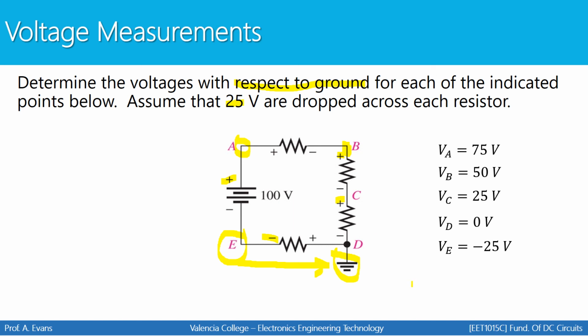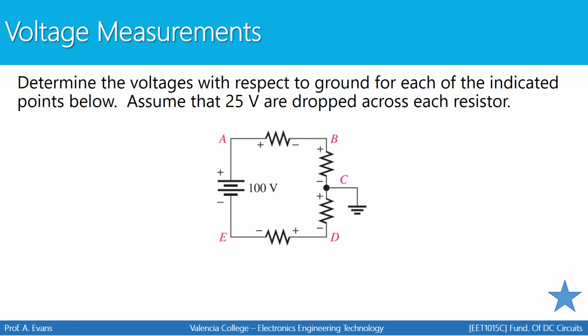Now what we're going to do is repeat this same problem, but put the ground in a different spot. You'll notice that our voltages now are going to have different values. And this is going to illustrate the point. And the point is that we have to have a common reference point to measure voltage from. And we call that common point ground. So now the ground has been moved to be at point C.